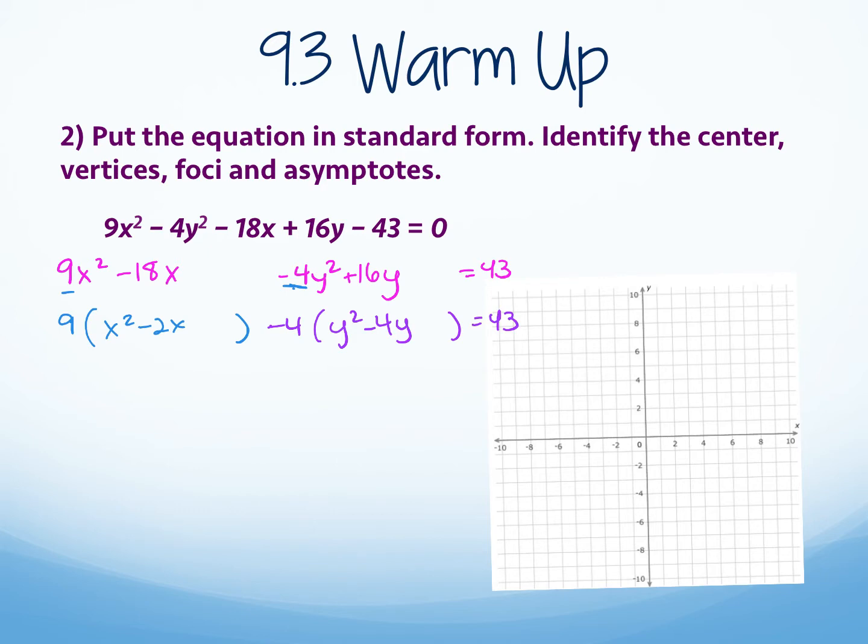Then I complete my squares. So -2, just 2 divided by 2 is 1. 1 squared is 1. I'm going to add the 1 here. And normally I add it here, but I have to multiply it times the 9 first. So I'm actually going to add 9.